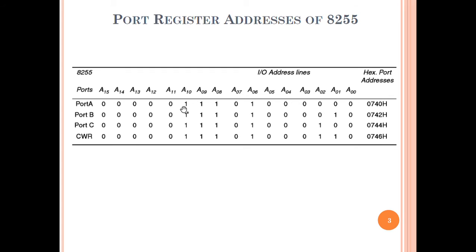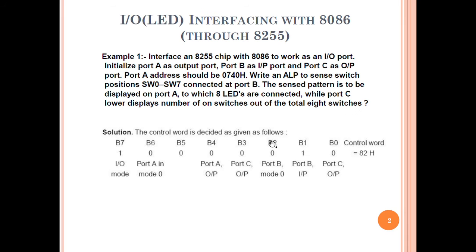And we already know that port A should be 0740H. So of these 4 digits, 0 7 4 0, the last is 4 and 0. So accordingly from that 0 we will change accordingly 00, 01, 10, 11 for port B, port C and CWR, and accordingly we get 0742, the address for port B, and 0744 for C and 0746 for CWR.